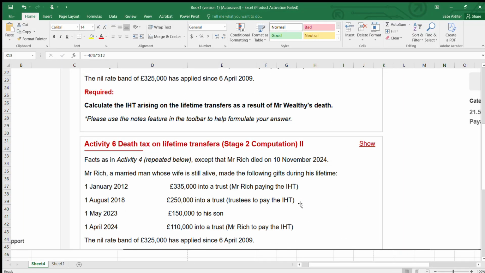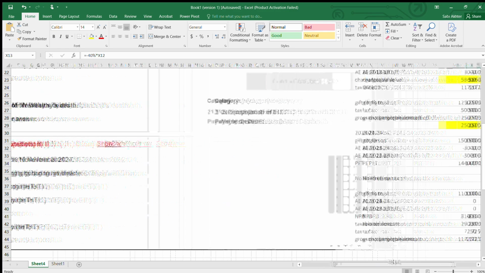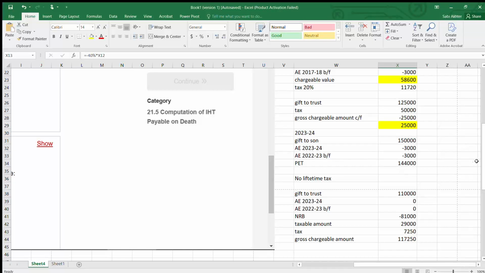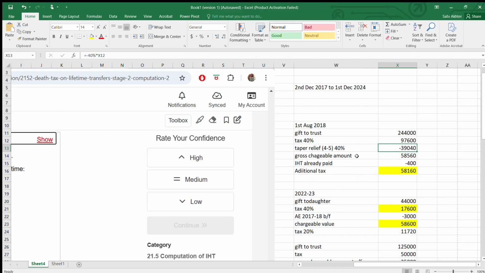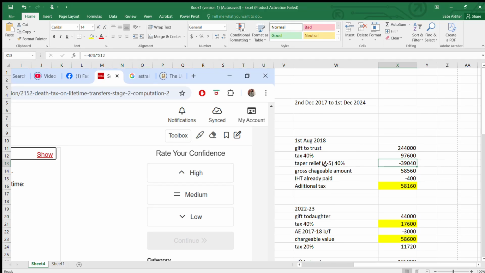Okay, just see. It was 1st August 2018 to 10 November 2024. So it is more than 6 years but less than 7. So the last one, which is 80%, the highest taper relief. So here it is 6 to 7, therefore 80%. So here it would be 80%. And then you deduct the taper relief from the tax.